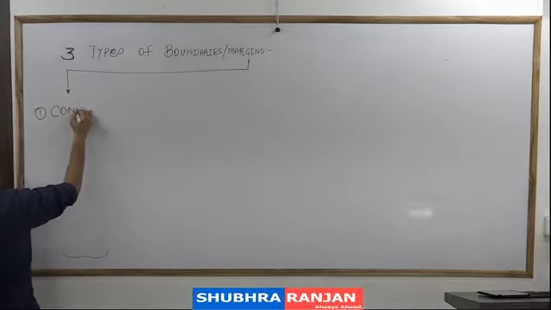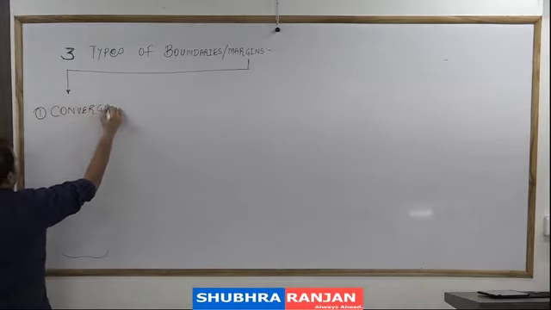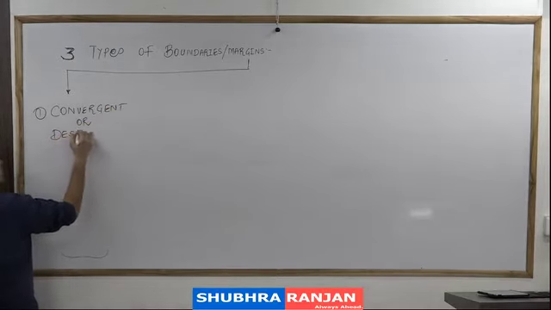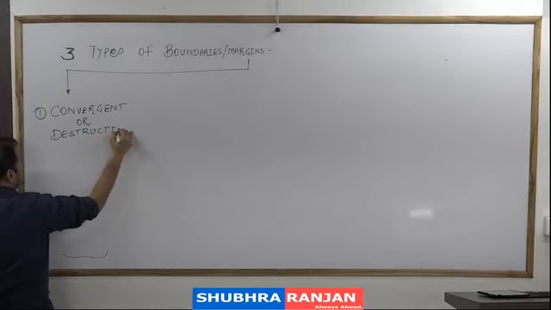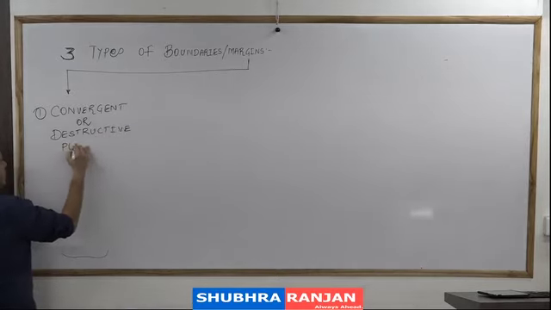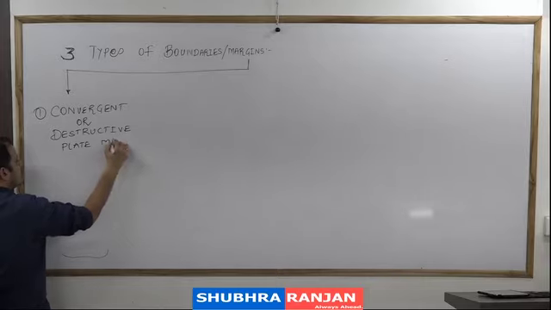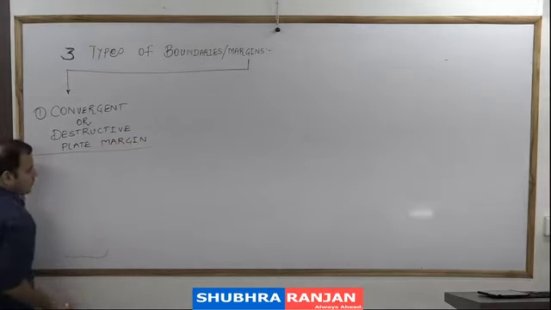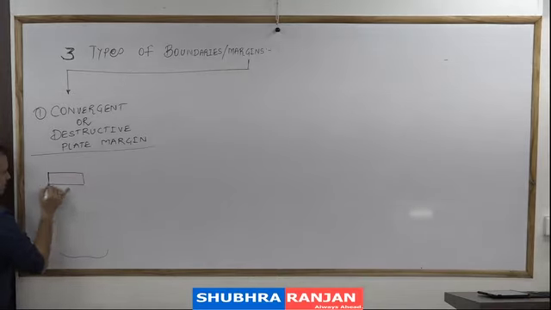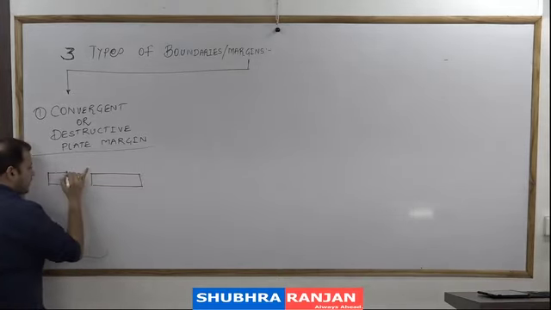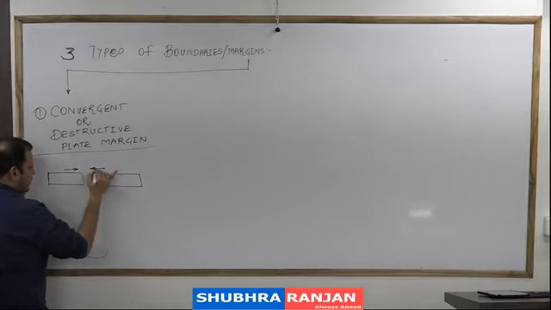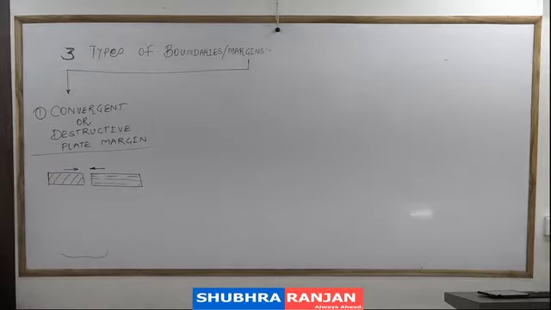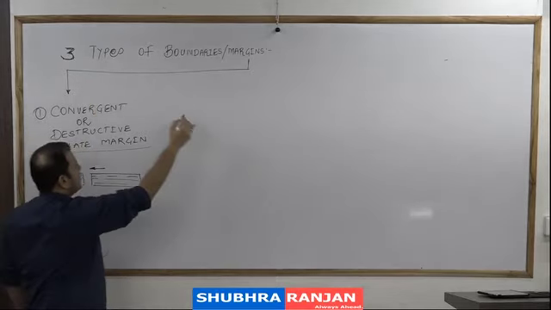First, convergent or destructive plate margin. What happens in this? If these are the two plates, they will come near each other, and we will call this a convergent or destructive plate boundary.